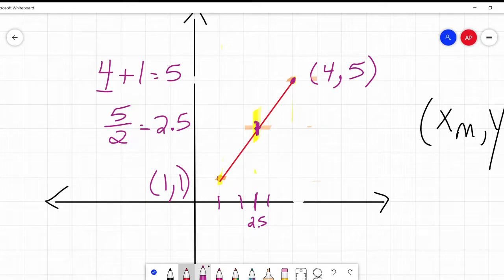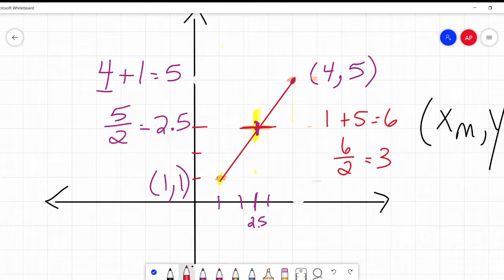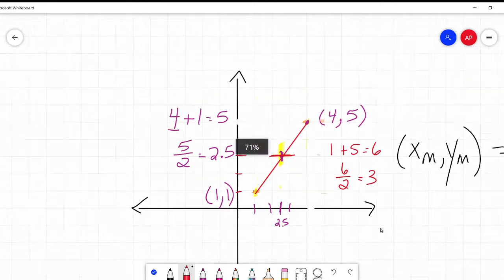Well, if I average them together, 1 plus 5 is 6, and there's two numbers being averaged, so I'm going to divide by 2, and 6 divided by 2 is 3. 1, 2, 3, and sure enough, that's the other one. So that's all we did. We averaged the x's, and then we averaged the y's, and that gives us the midpoint. It's what's halfway in between those numbers.